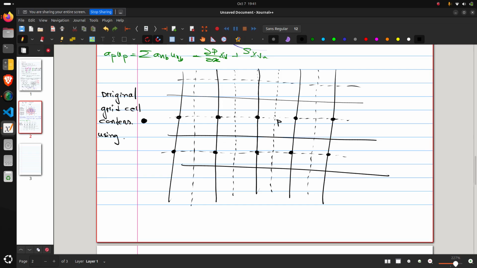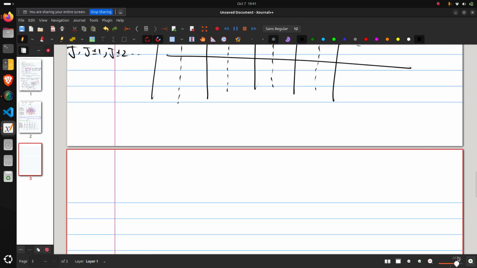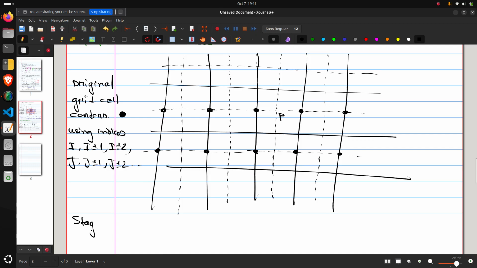using indices capital I plus minus 1, capital I plus minus 2, all these things, capital J plus minus 1, capital J plus minus 2, and all these things, right? And the staggered mesh cell centers we will represent as x, and the indices will be small i plus minus 1, small i plus minus 2, small j plus minus 1, small j plus minus 2, all these things. Okay. So let's just name this as capital I, capital J.